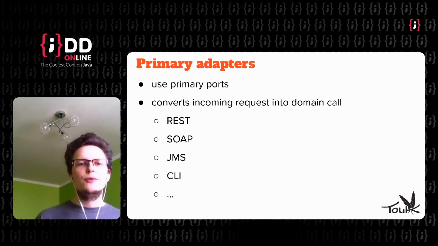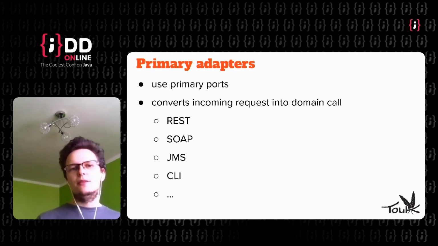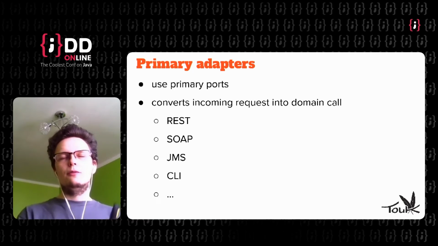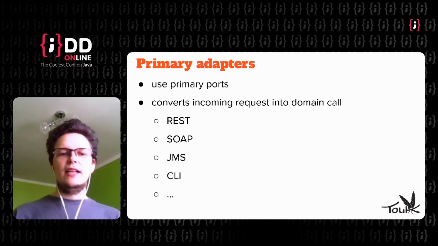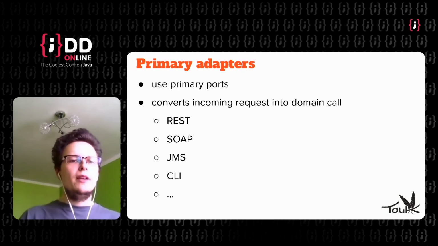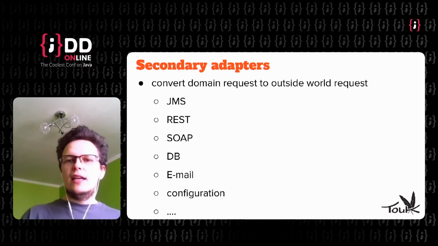Primary adapters are using the primary ports to convert the request from the incoming world, for example, from our REST endpoints to our domain, whatever we want to call something on our domain. And there are a lot of examples.